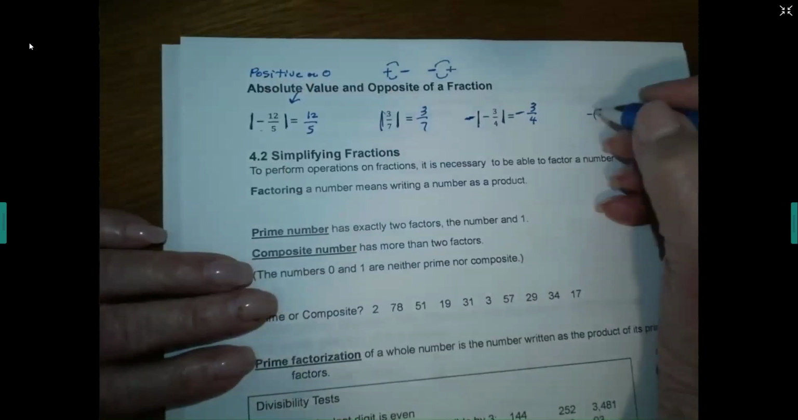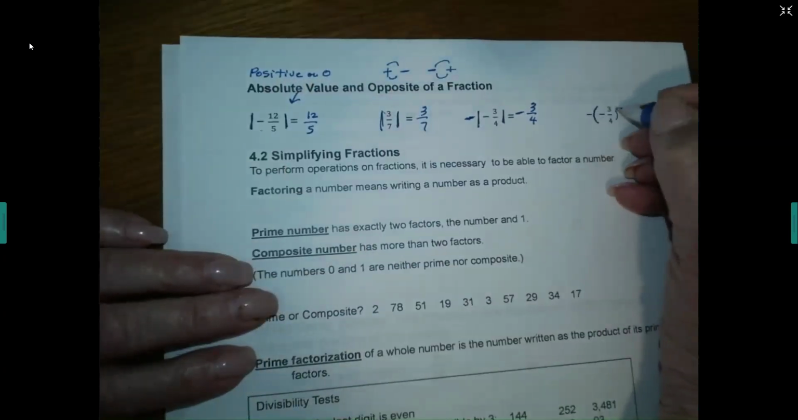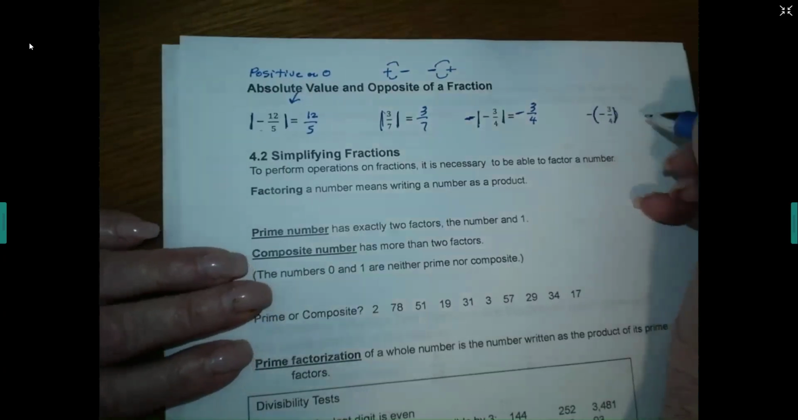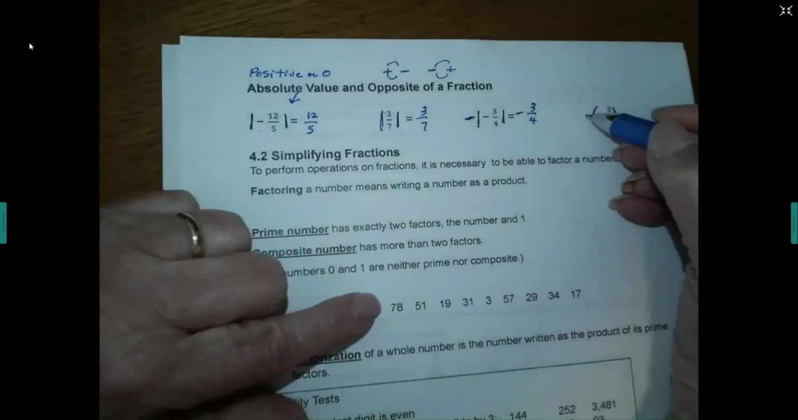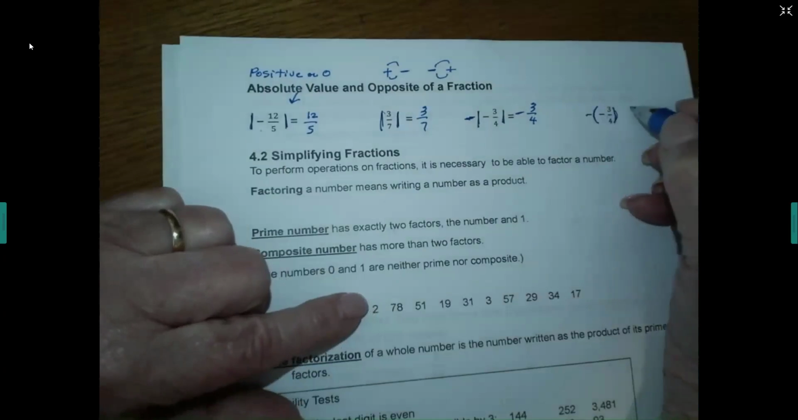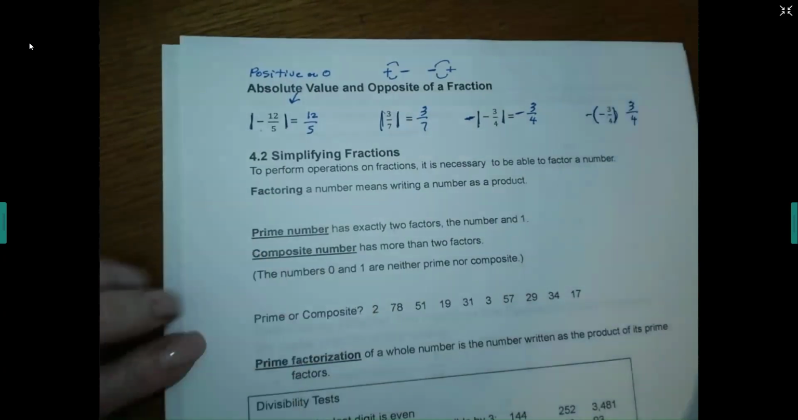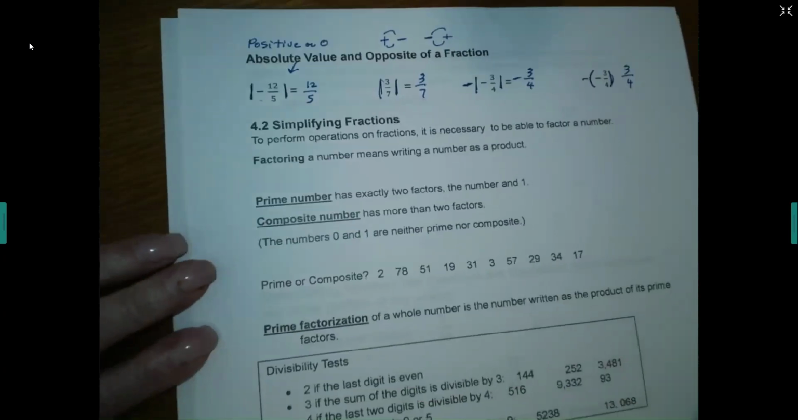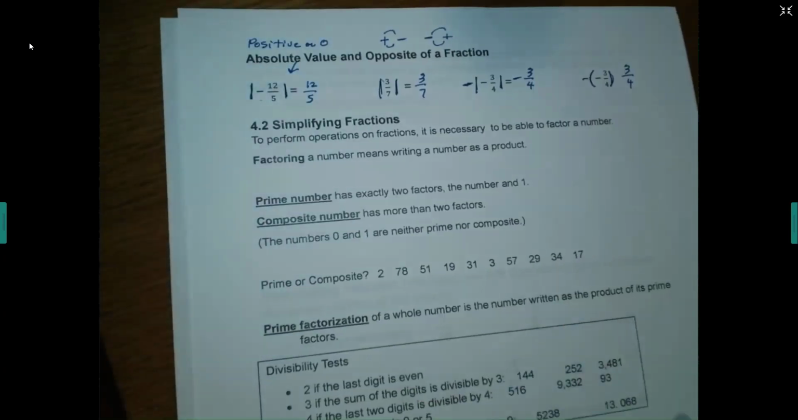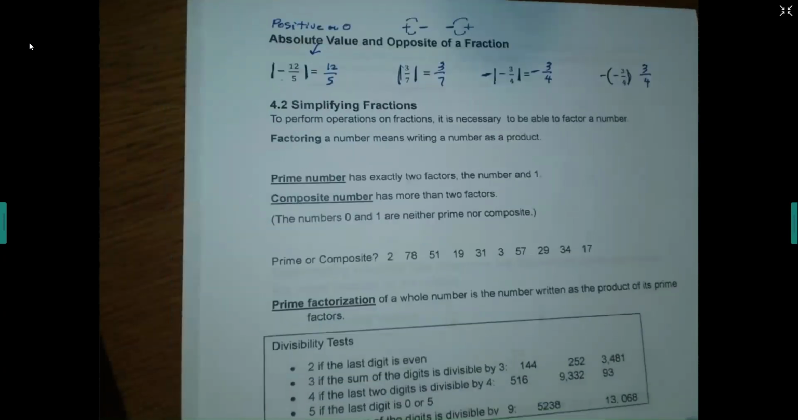This last one does not have the absolute value bars, but instead has parentheses. So we're talking about the opposite of negative 3/4, which would be positive 3/4. So you can kind of review that back in the previous unit.